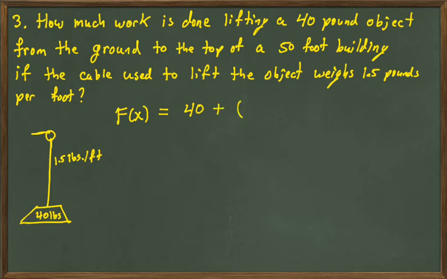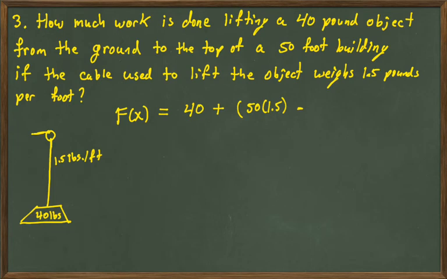And the cable should probably be a length of 50 feet to get it all the way up to the top of the building. So the whole weight of what we've got going on is 40 pounds for the weight, and then 50 feet of cable, which weighs 1.5 pounds per foot. That total weight we can think of as our force, so a weight is a force. So it's the 40 pounds for the weight, and then 50 times 1.5, and that's going to be the cable weight.